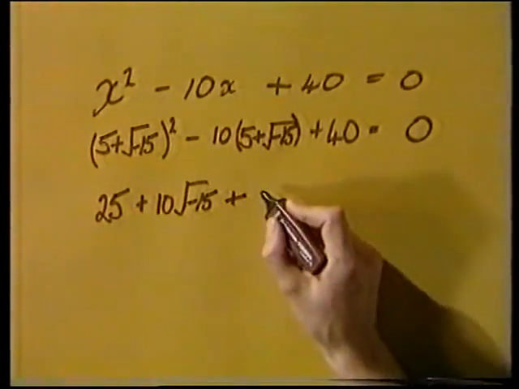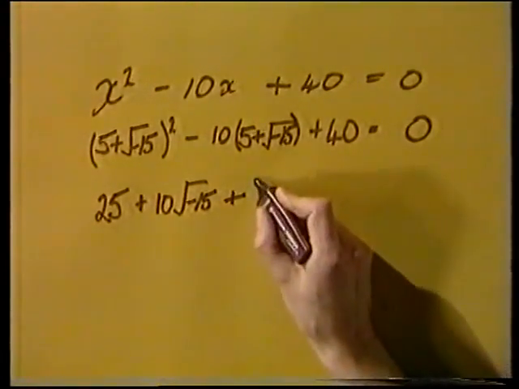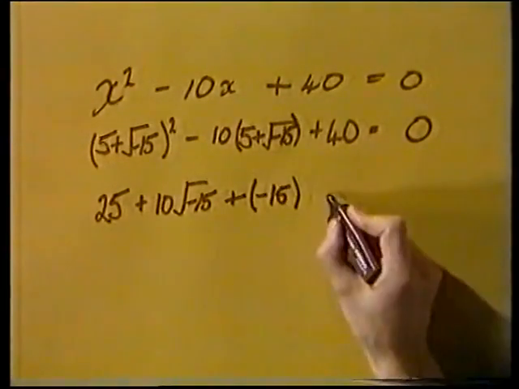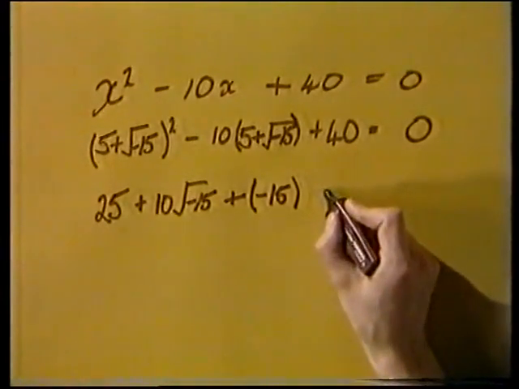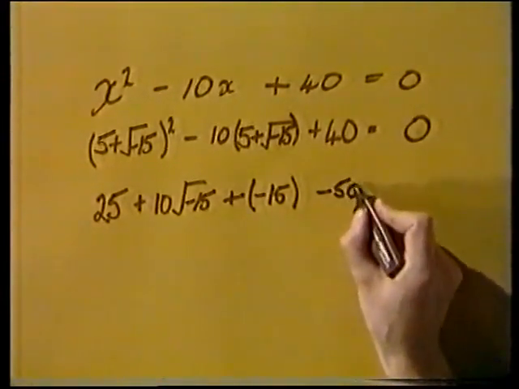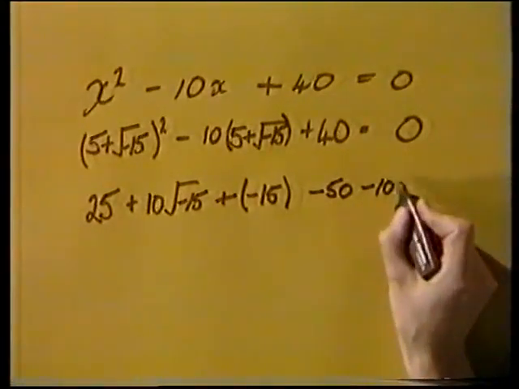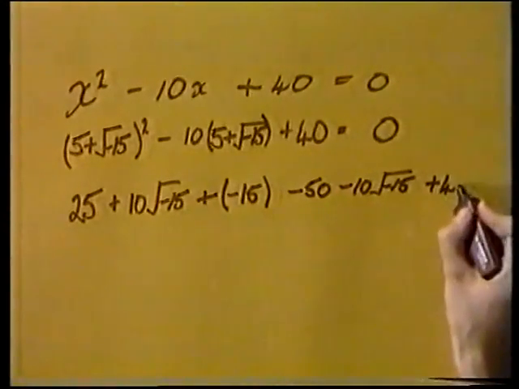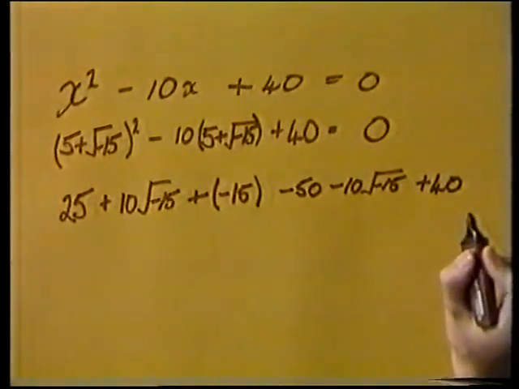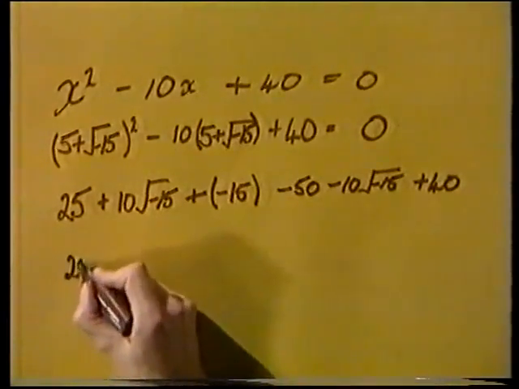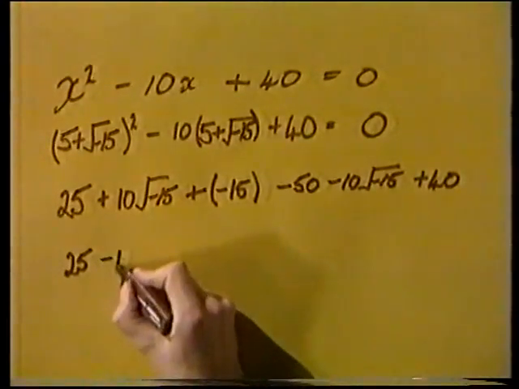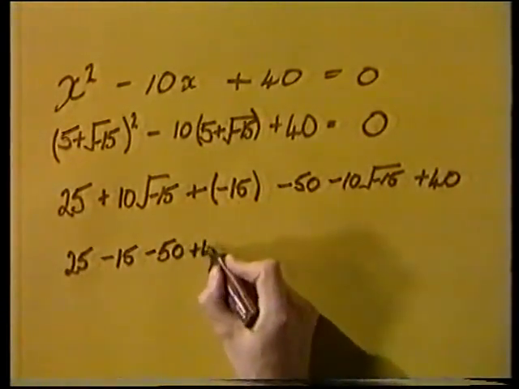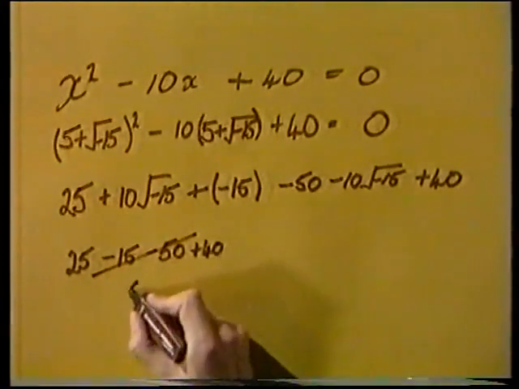Well, the square of the square root of something must be the thing itself. So whatever that root of minus 15 is, its square anyway is minus 15. That's the first bracket. For the second bracket, well, minus 10 times 5 is minus 50, and then I have minus 10 lots of the square root of minus 15, and then I must remember to throw in my plus 40. So what have I got? I've got 4 terms I understand: 25, the minus 15, the minus 50, and the plus 40 at the end. And they add up to 0, so that's okay.